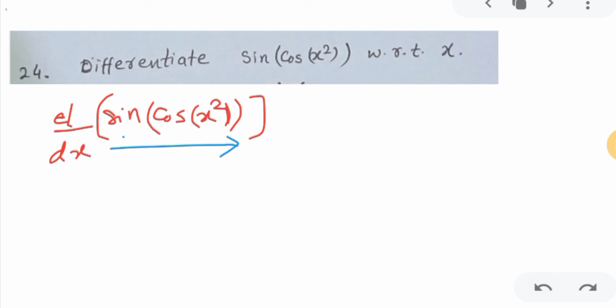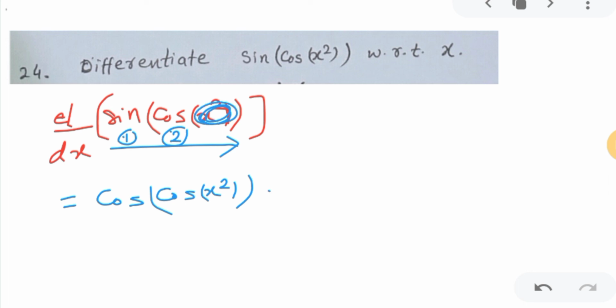So the first function is sine, so you will write cos, and whatever is inside, you will write as it is. Instead of x it is x square, so you will write cos x square, correct? Now the first function is done. The second function is cos. The derivative of cos x is minus sin x, so you will write minus sin, but it is not x, it is x square, so you will write x square.